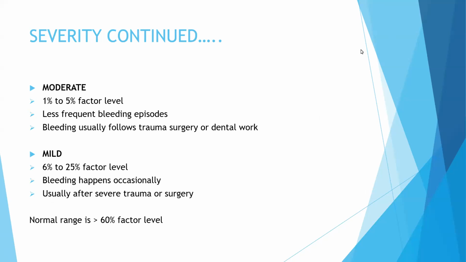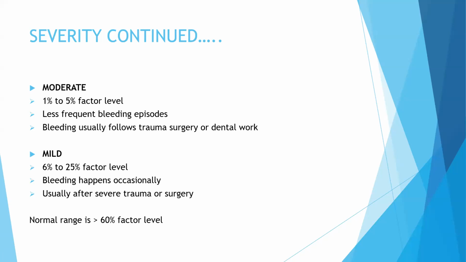In mild, the person has more of the clotting factor, that is 6 to 25% factors circulating in blood, and bleeding happens occasionally. This person does not come in on and off to the clinic having bleeds from the joints and muscles; it's usually after a severe trauma or surgical experience. So the person will come in only when something happened to warrant the bleeding, as compared to severe bleeders.